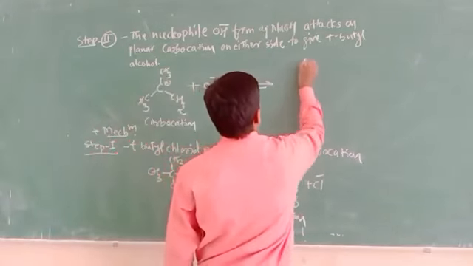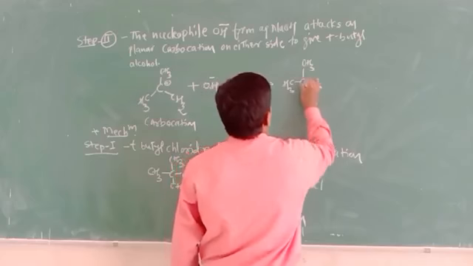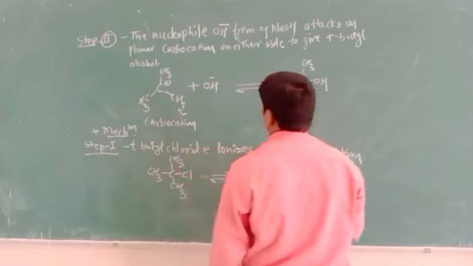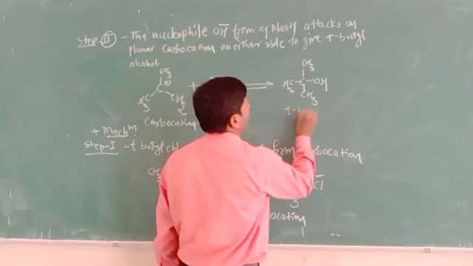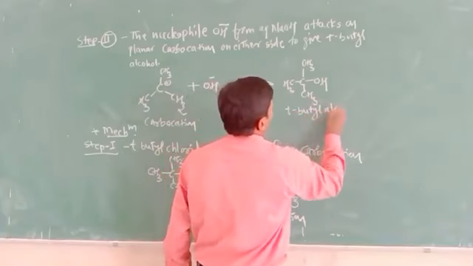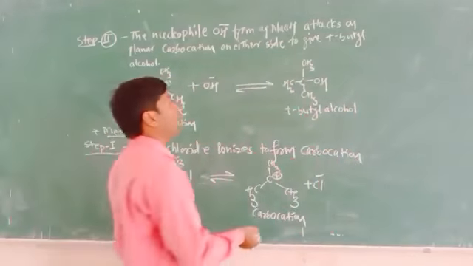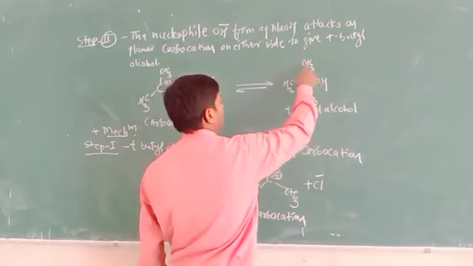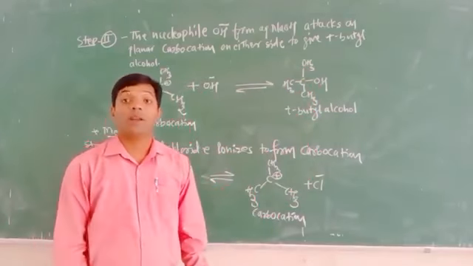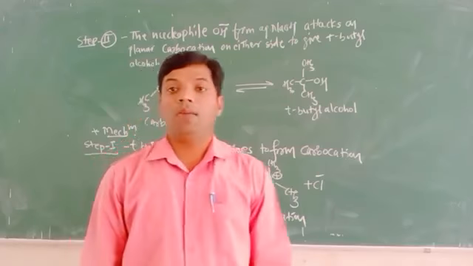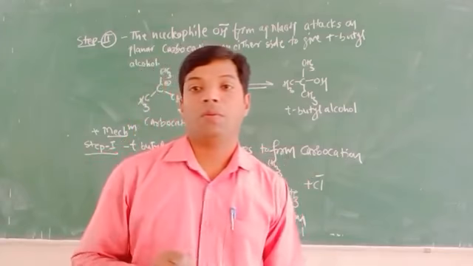Here I write the carbon with CH3, CH3, CH3 and OH. So this is called tertiary butyl alcohol. And another product also I will write here: CH3, CH3, CH3 and OH. It means two products will be obtained, that is called a racemic mixture. In this SN1 reaction, the reaction gives a racemic mixture.